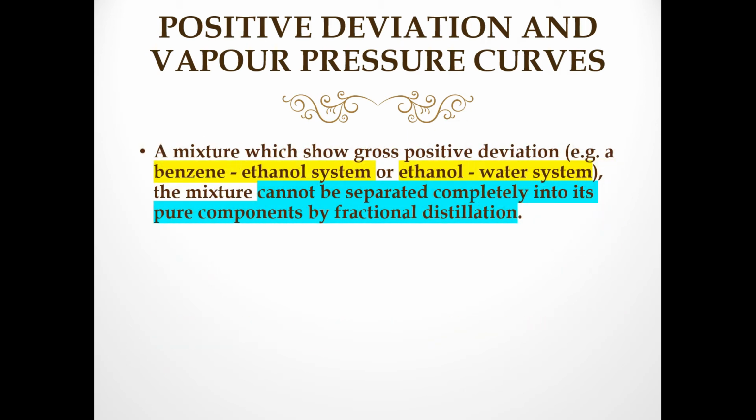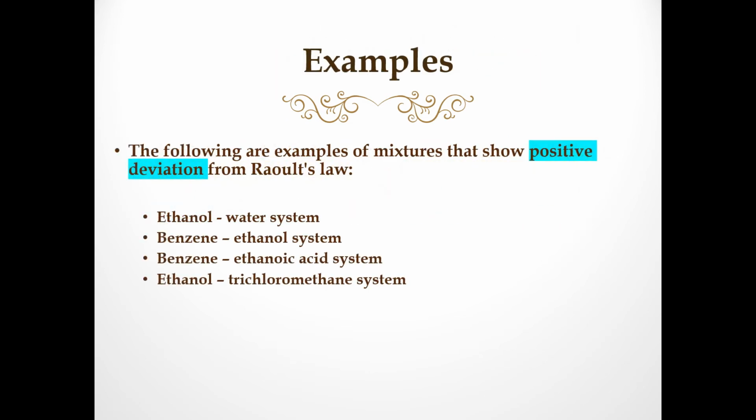A mixture which shows gross positive deviation, for example a benzene-ethanol system or ethanol-water system, cannot be separated completely into its pure components by fractional distillation. Here shows a positive deviation from Raoult's law. Examples we have: ethanol-water system, benzene-ethanol system, benzene-ethanoic acid system, and ethanol-trichloromethane system. So for positive deviation from Raoult's law, the mixtures must have weaker bonds than the pure liquids.